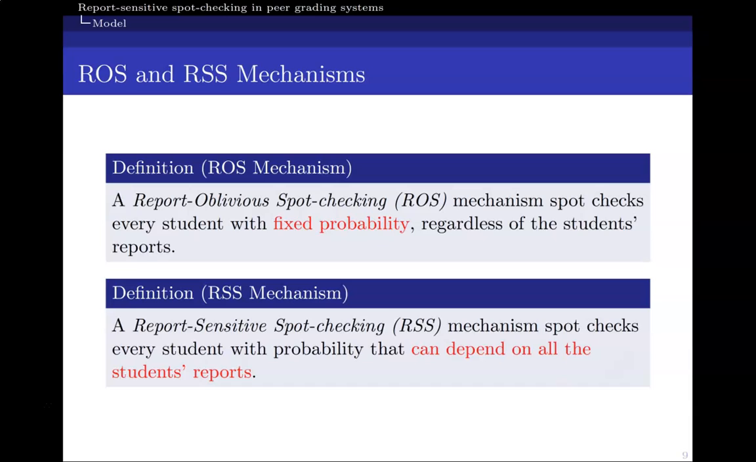The first one is called ROS, or report oblivious spot checking mechanisms, which is motivated by previous work and always spot checks students with a fixed probability. And the next group is RSS mechanism, or report sensitive spot checking mechanism, in which the spot checking can depend on the report of all the students.